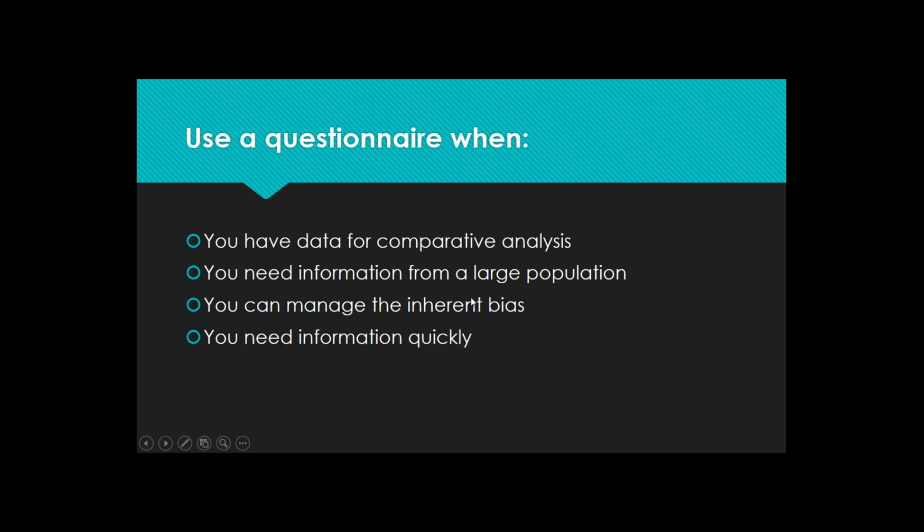You need information from a large population. You can manage the inherent bias. The people you're most interested in hearing from are probably people that are already using your library. That's your population. If you need to reach out to a population that is underserved, and you know where they are, you can figure out a way to get that survey out to them as well. And you need the information quickly. So those are all good reasons to go ahead and use a questionnaire.